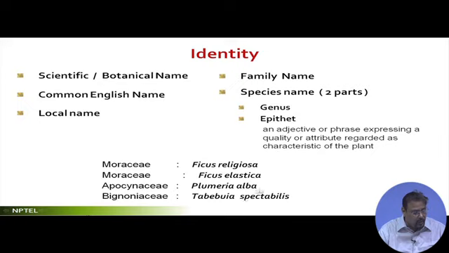Now coming to the second part of it. The first part, the plant scientists, horticulturists or botanists, will handle. I am very much concerned about the second part of it. The second part has to be understood well. How it is generated, how it is given a name. Most often it represents some of the characteristics, like say here, read this again, an adjective or phrase expressing a quality or attribute regarded as characteristic of the plant. Some attribute by which it is named. Okay, what are those attributes?